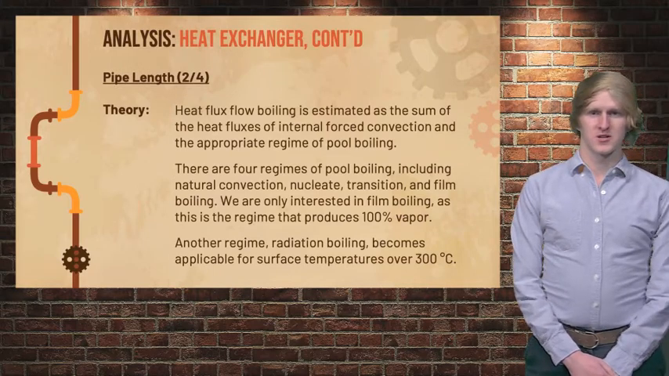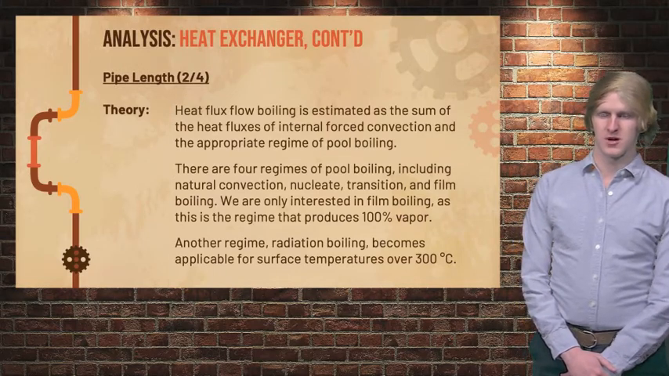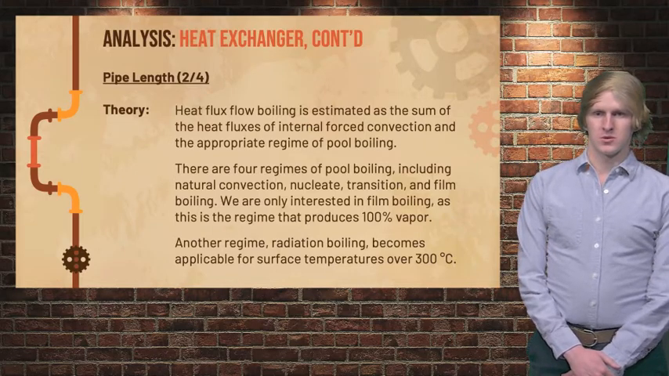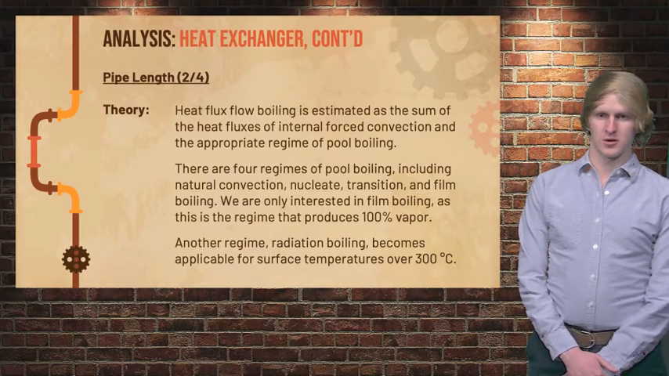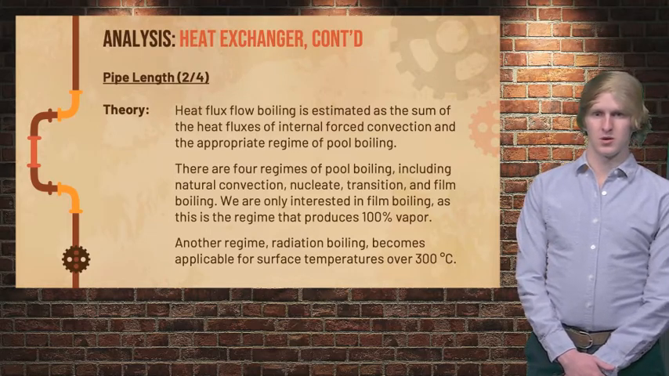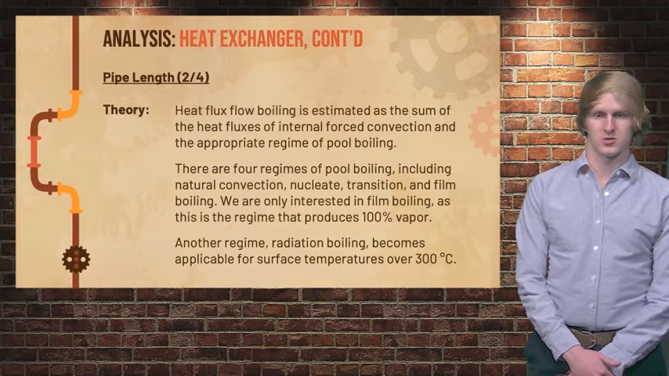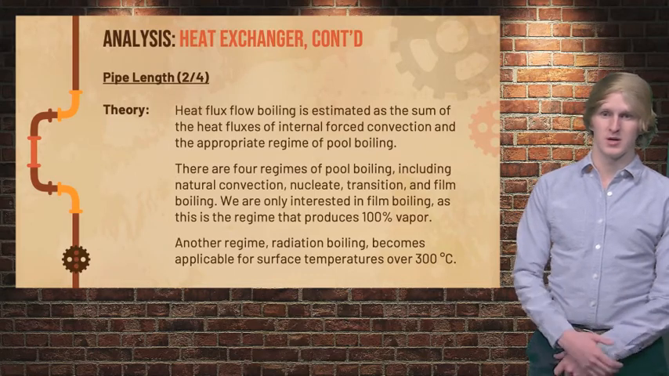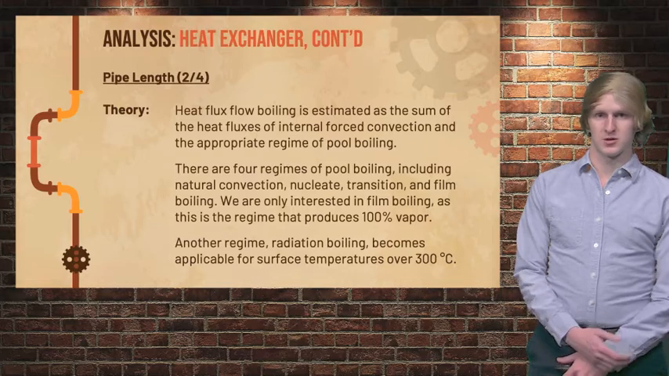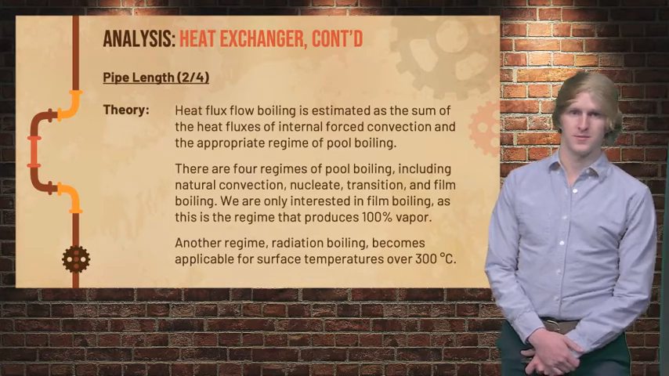To determine the size of the heat exchanger, we need to examine how much heat flux is occurring. To do this, we will use a theory that heat flux flow boiling is estimated as the sum of the heat fluxes of internal forced convection in the appropriate regime of pool boiling. There are 4 regimes of pool boiling, and the one we are concerned with is film boiling, as that is the regime that produces 100% vapor. Another regime, radiation boiling, becomes applicable for surface temperatures over 300 degrees Celsius.